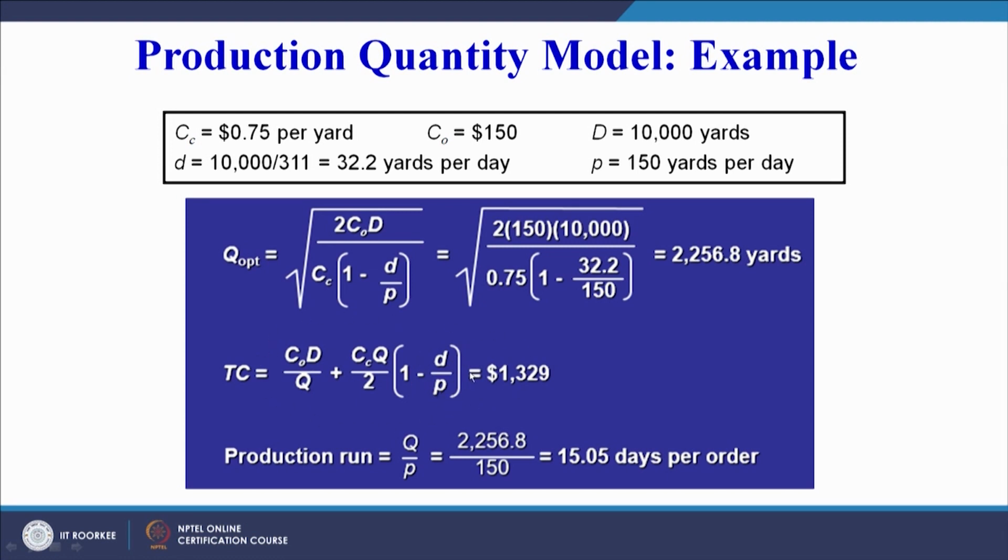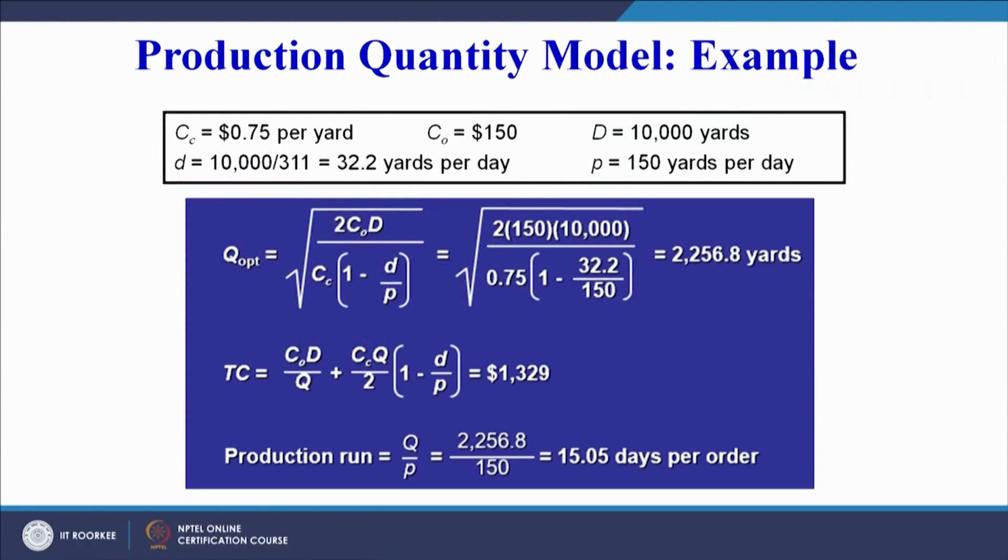If we put all these values here, we get the total cost as $1,329. So we can see the total cost can be calculated. Now suppose instead of 2257 yards, the company takes any other value, a random value or any value based on intuition, we may find out that the total cost will certainly be more than this cost. In the rarest of rare examples, it can be that intuitively somebody has decided on a particular quantity and has been able to achieve a lower total cost as compared to this scientific method.